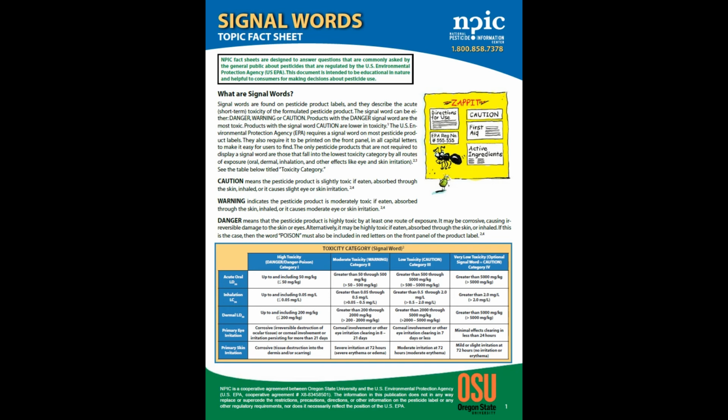I hope this video has been helpful in illustrating the differences between a Category 1 and a Category 4 pesticide, as well as the importance of signal words in general and why people use them. Signal words are helpful because they are a succinct representation of toxicity for different pesticides and the severity of exposure.